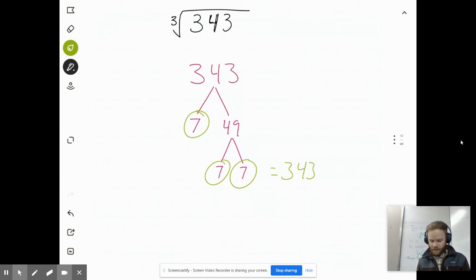So we do our prime factorization and check it out. 7, I'm going to do it on the calculator. 7 times 7 times 7 is, sure enough, 343. And so the cubed root of 343 is 7. And that's how we would figure out some new things.